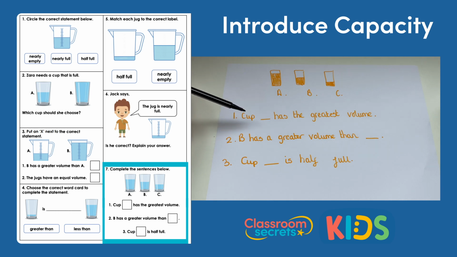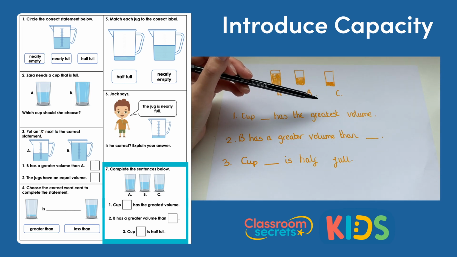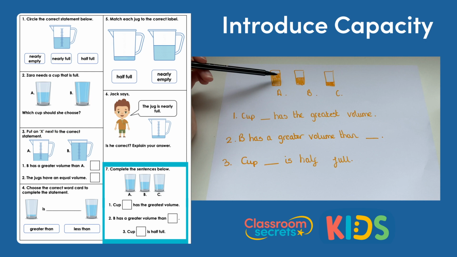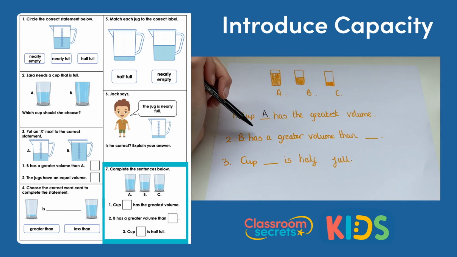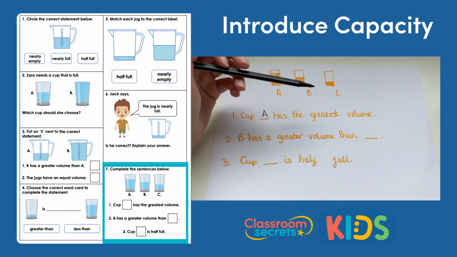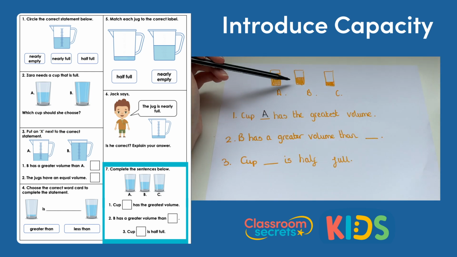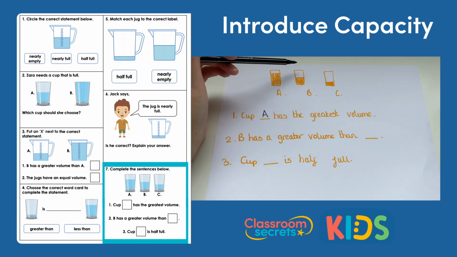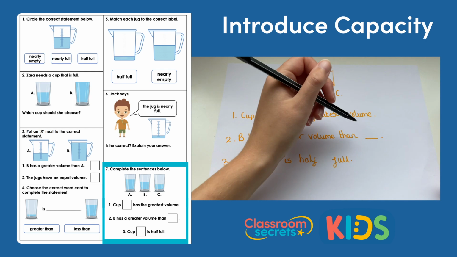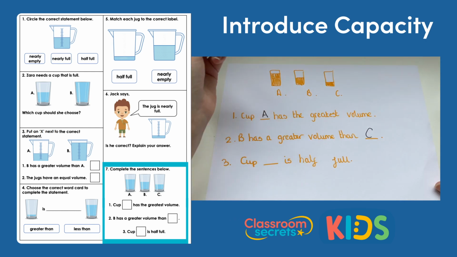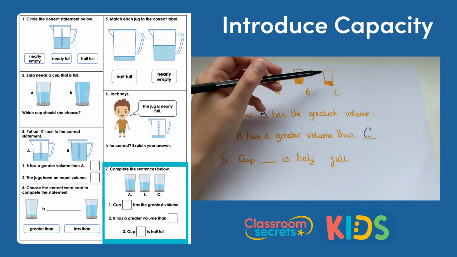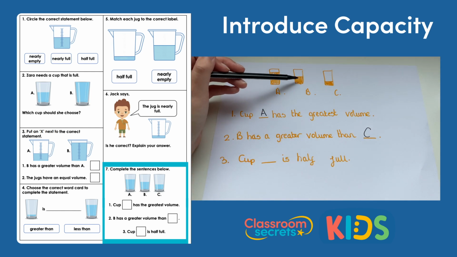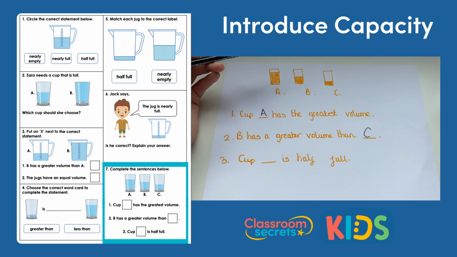So looking at statement 1, cup has the greatest volume. We're looking for the cup with the most liquid in it, which is A. So I'm going to put A in there. Number 2, B has a greater volume than. So we're looking for a cup with less than B. So B is half full. Is it A or C that has less than B? It's C. So B has a greater volume than C because C has less liquid in it. And then number 3, cup is half full. Well, which cup is half full? We know that B is half full because half of it is filled and half of it is empty.